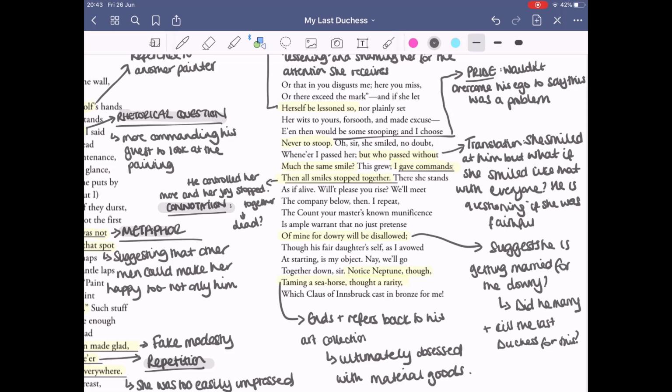The poem also ends with him talking about his actual art collection. So it shows in the end, regardless of what happened, even though he supports such massive topics, the only thing that was really important to him is his material possessions and the things that he has.